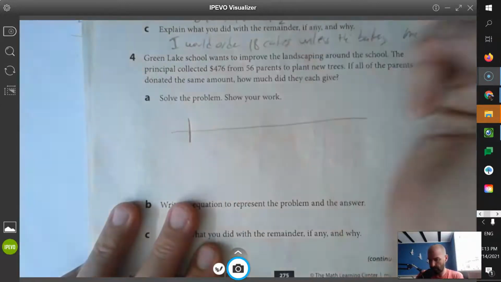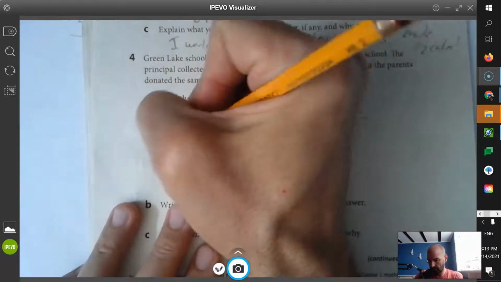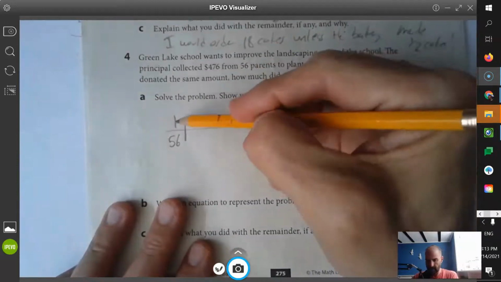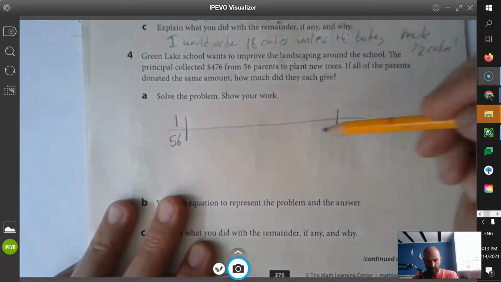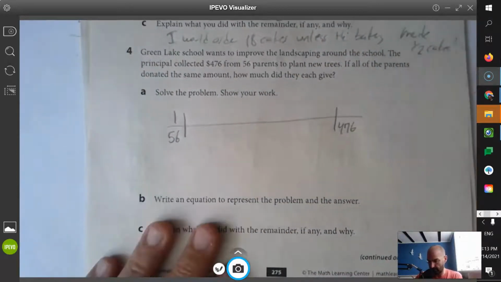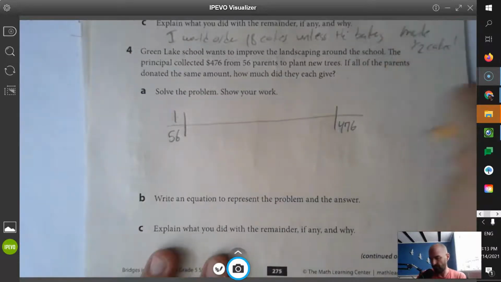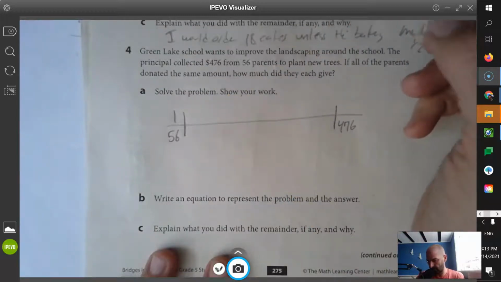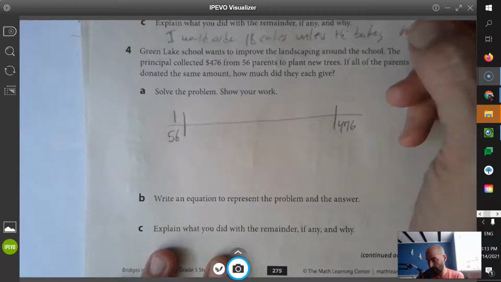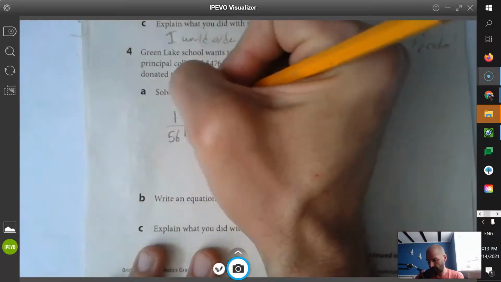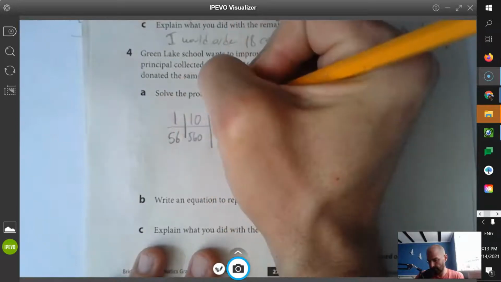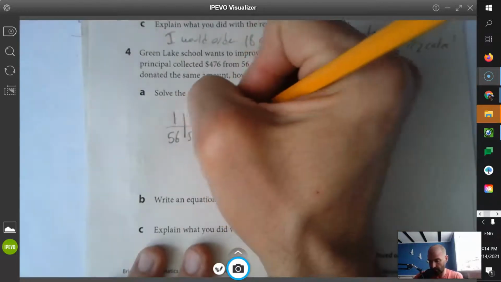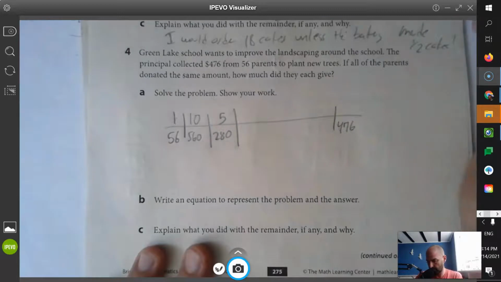All right. So we're trying to get to $476. So this is if every parent gave $1, it'd be $56. So we're trying to get to how much is 476. I guess I could do a ratio the other way too. Anyway, if it's $10, it'd be $560. So let me do 5. If it was $5, it'd be half of that. Half of 60 is 30. Half of 500 is 250. That's $280. Getting close. Probably double this one. So what's 2? That's $112.